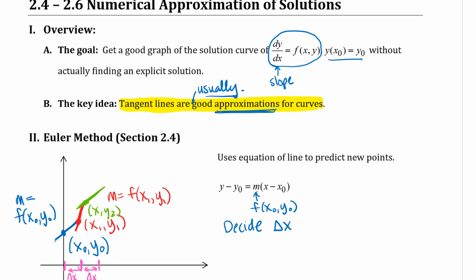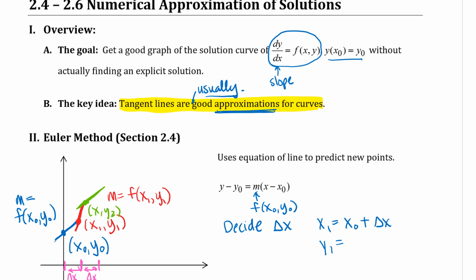So you're going to choose that, and then you're going to use that to get your next x-coordinate and all your subsequent x-coordinates. So your next x-coordinate, your x1, is going to be your x0 plus your delta x. And then you want to find your next y-coordinate. So your y-coordinate is going to be a solution to that equation of the line.